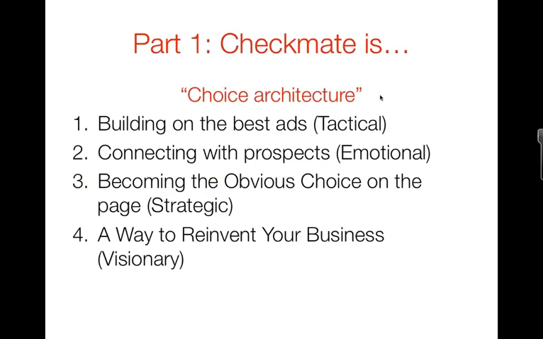So Checkmate is choice architecture. It means writing your ad so that it is more appealing than any of the other ads to your prospect, which means we have to look at the other ads, and that's where the matrix comes in. I'm not going to go into this slide very much except to say there are 4 different levels at which we can distinguish ourselves from our competitors, and we're probably going to look at levels 2 and 3 today. That's typically how it goes in an introductory session.